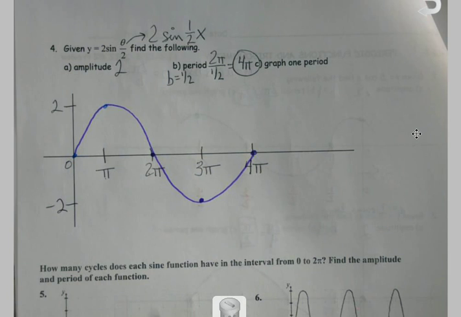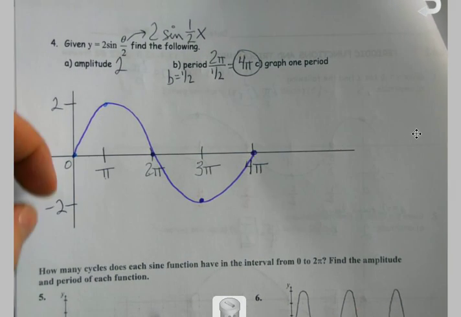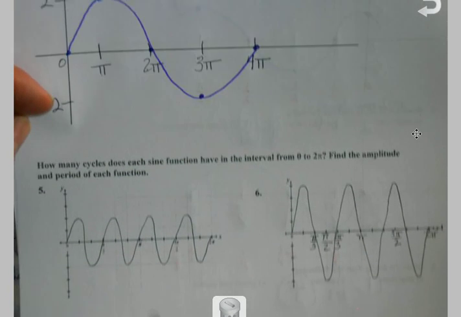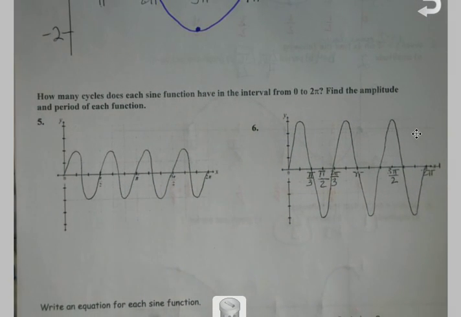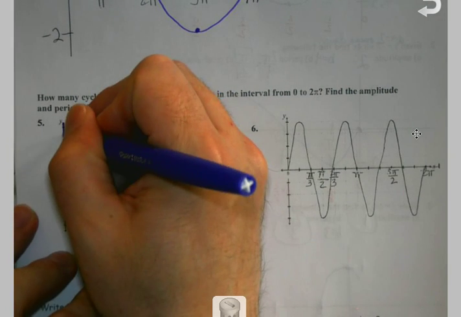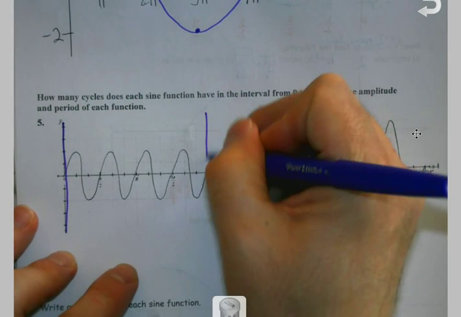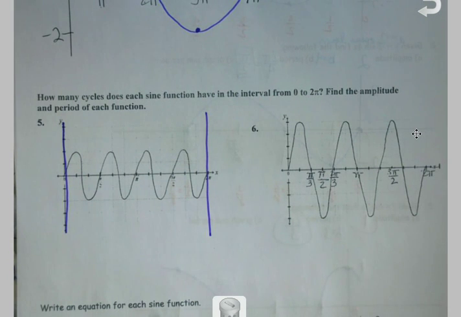Okay, and I'm set. So that graphing part actually is the most work that you're probably going to have to do on this whole review, or not on the whole quiz itself. So as long as you take your time, you'll have plenty of it, go ahead and get those set that way. So then I move up a little bit. It says, how many cycles does each sine function have in the interval from 0 to 2 pi? Find the amplitude and period of each function.